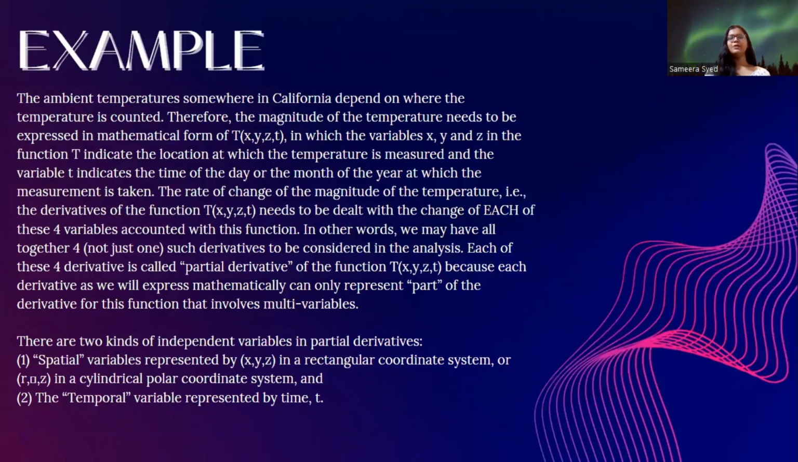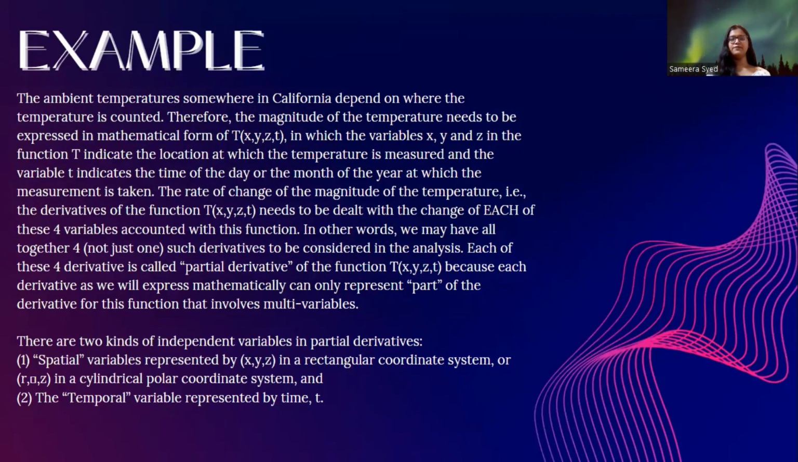Now let's look at a real-world example of partial derivatives. The ambient temperature somewhere in California depends on where the temperature is measured. Therefore, the temperature needs to be expressed in the mathematical form T(x, y, z, t), in which the variables x, y and z indicate the location at which the temperature is measured, and the variable t indicates the time of the day or the month of the year at which the measurement is taken.